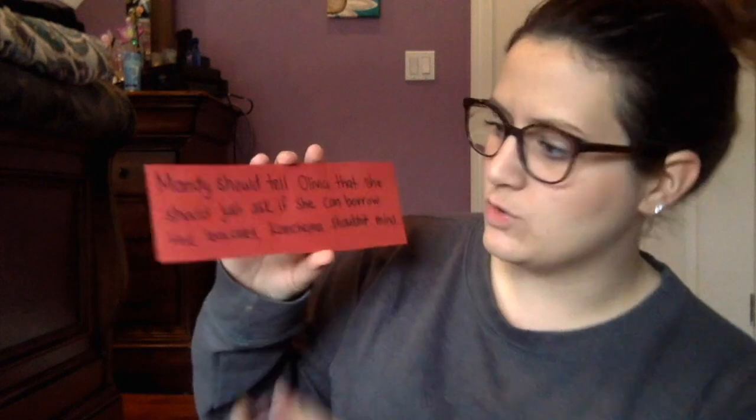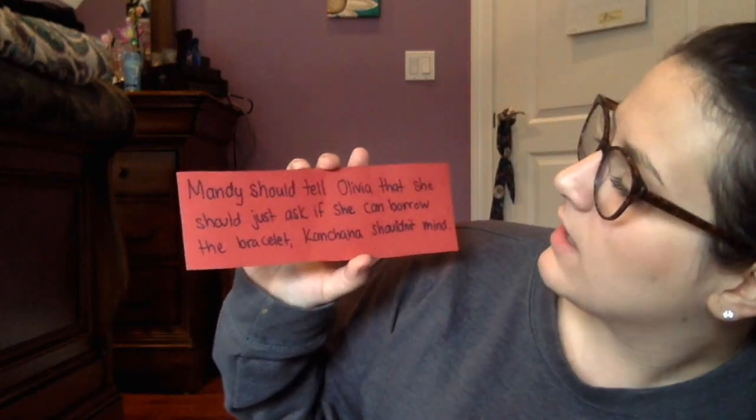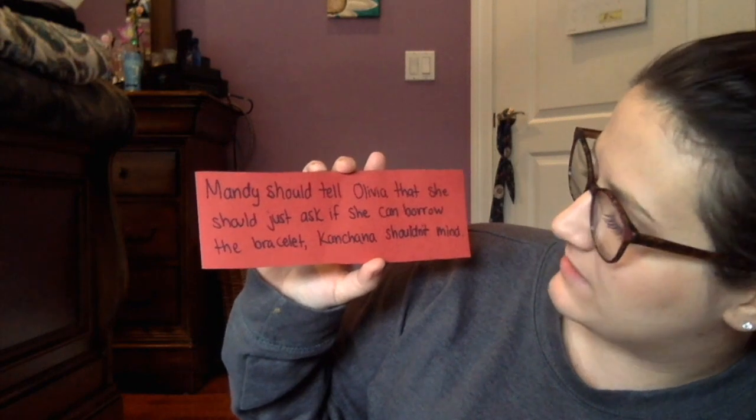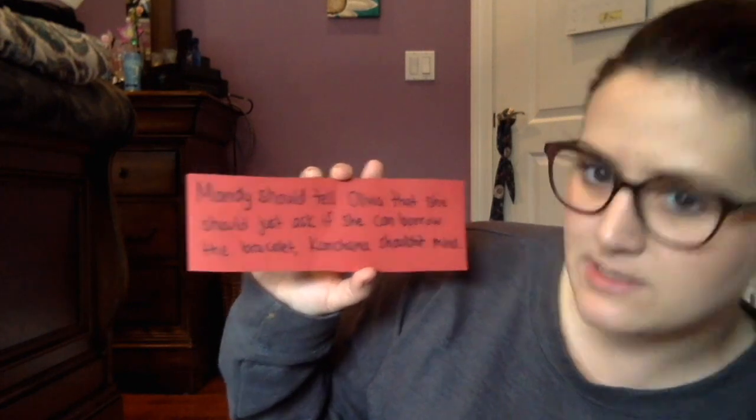So these are the 2 choices that Mandy could make in this situation when she saw her friend taking her friend's bracelet. So this is the first choice. Mandy should tell Olivia that she should just ask if she can borrow the bracelet. Kanchana shouldn't mind.